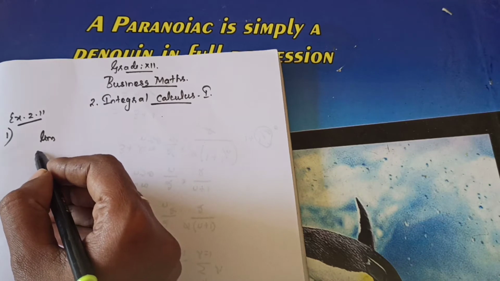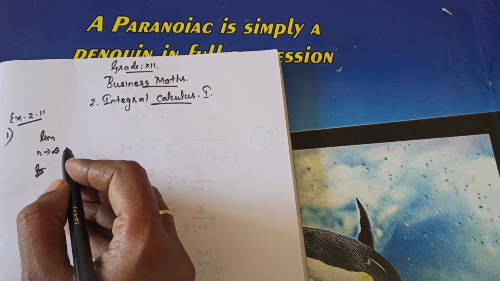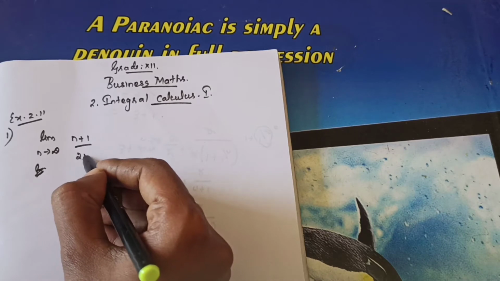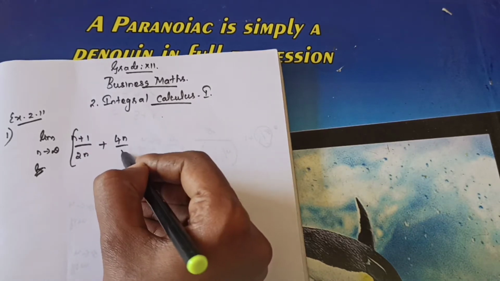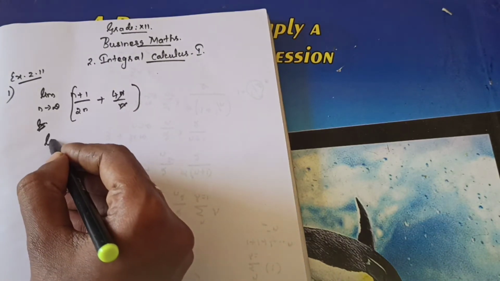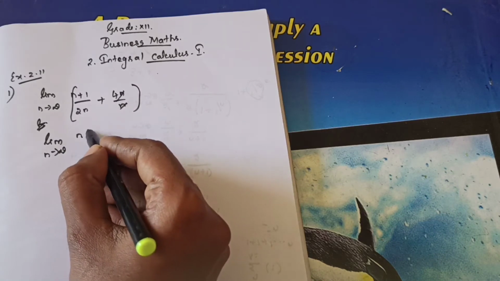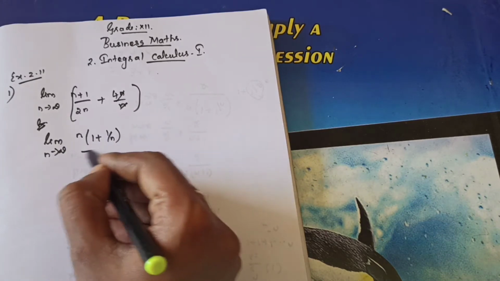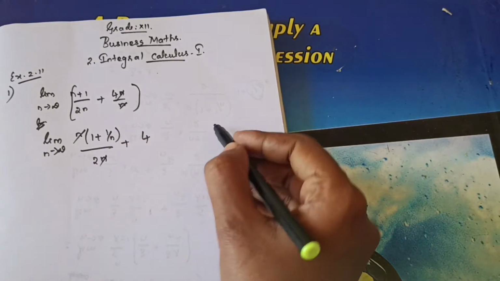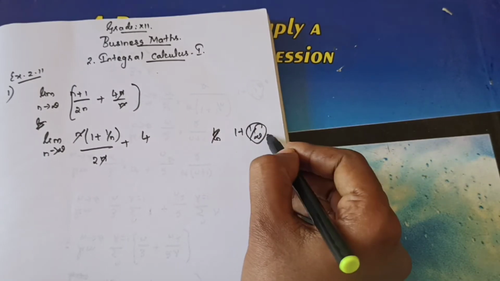That is limit n tends to infinity of (n plus 1) by (2n plus 4n) by n. Here n and n will get cancelled. Now what will you do? Limit n tends to infinity. Here you can take the n outside in the numerator, so 1 plus 1 by n divided by 2n plus 4. This n and n will get cancelled. Now in the place of n you apply the infinity, so 1 plus 1 by infinity. This term will become 0.